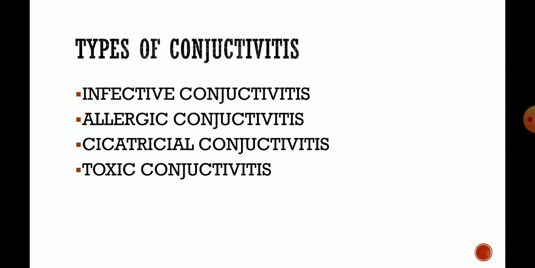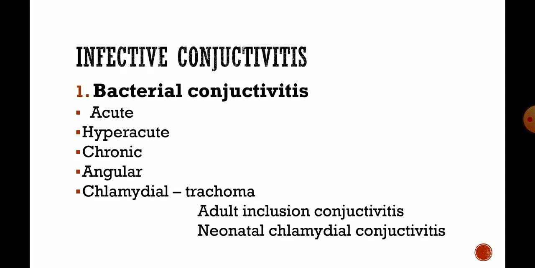So infective, it can be bacteria, virus, a lot of causes can cause the infection. First we will learn about bacterial conjunctivitis. Bacterial can be acute, hyperacute, chronic, angular, and particularly we say about chlamydia, which is causing trachoma. So it can cause neonatal chlamydial conjunctivitis, adult inclusion conjunctivitis.